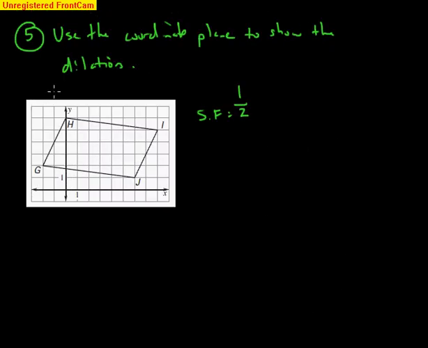Okay, so here's the last problem. We're going to use the coordinate plane to show the dilation. Okay, so we have this four-sided figure, GHIJ. We're going to use a scale factor of 1/2 to dilate the figure. Okay, so with a scale factor of 1/2, remember, you're going to get smaller. So this is a reduction. Let me use a different color to show this. This is a reduction.